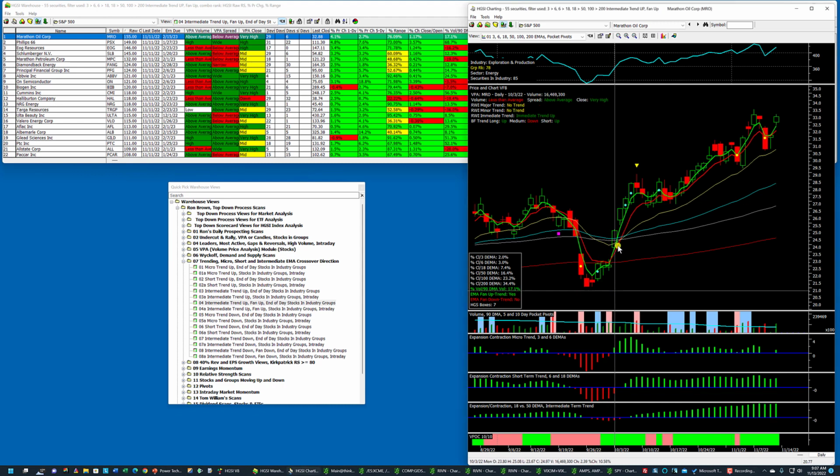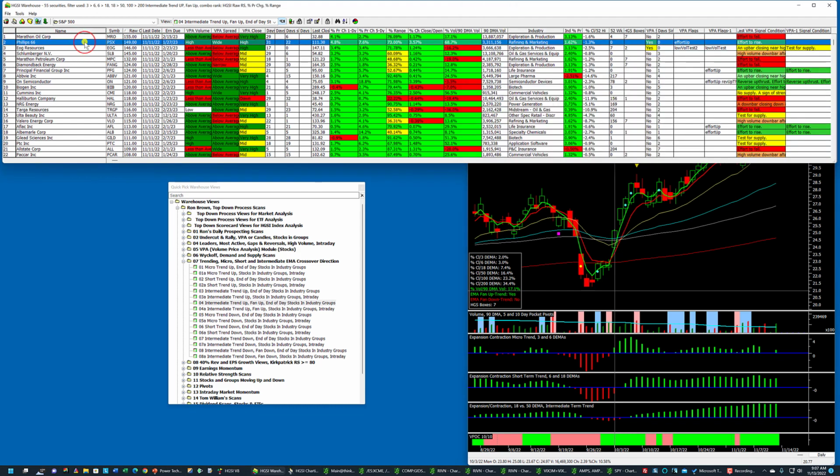The move began right here on this gap up around the 25 level, and now it's trading around the 33. But this requires that the fan be in place, and these histograms are all positive.